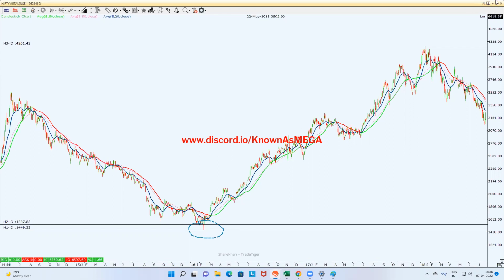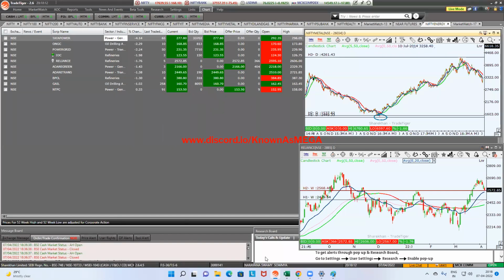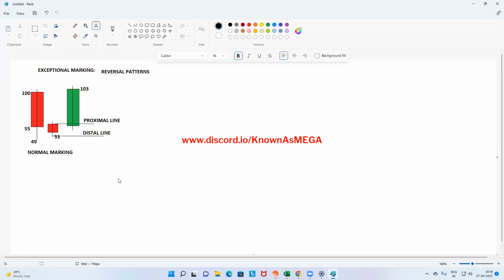I'll keep showing you some more examples while we are marking. So now in this, let's mark the same. We'll pick up the same and mark the distal line for this.